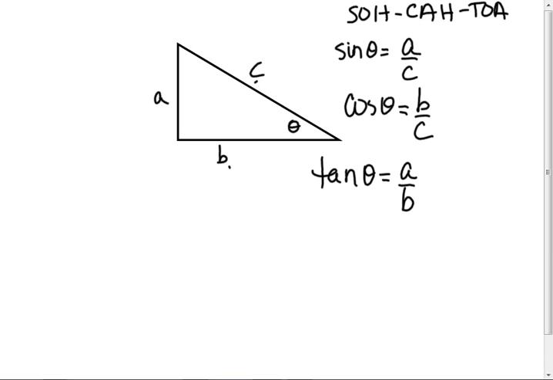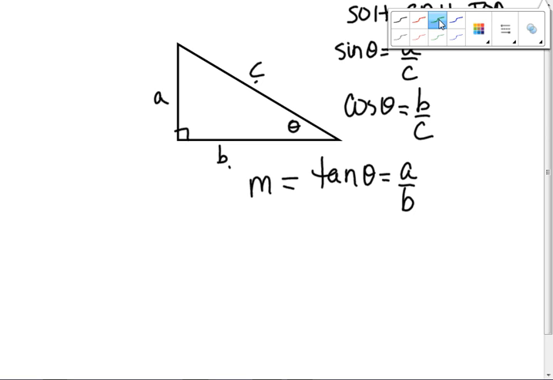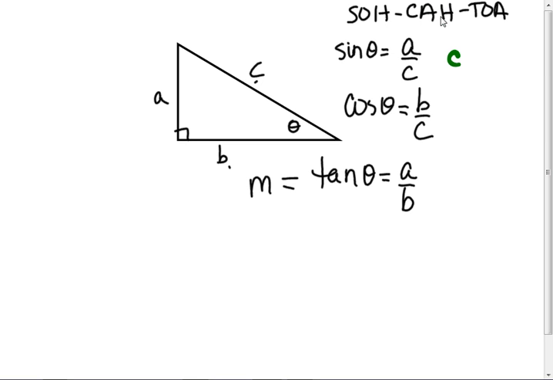What's another name for the ratio of A over B? It's rise over run. So it's slope. The tangent of your angle is the slope of the line. I don't know if you ever connected that. I don't think I did until I taught it. Okay, so now what is the cosecant of theta? C over A. So how are cosecant and sine of theta related? They're reciprocals. Careful with inverses. 1 over the sine of theta.